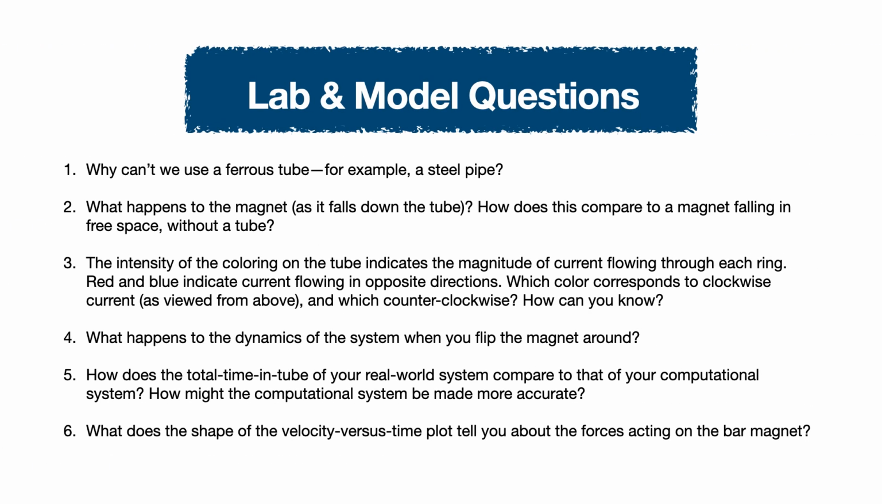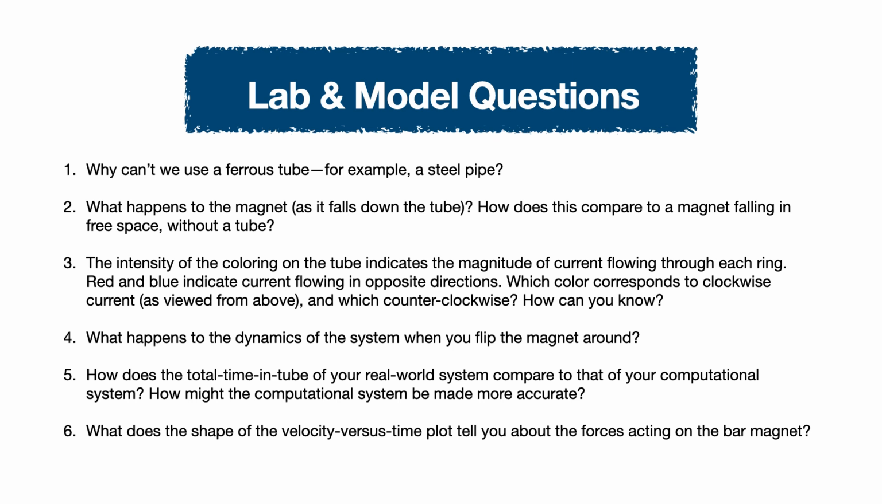Now for some lab questions. For one, we cannot use a ferrous tube because they contain a large enough iron content that they would attract the bar magnet and hinder its drop. For 2, the bar magnet falls at a slower rate within the tube than in free space. For 3, viewed from above, I know the red color corresponds to counterclockwise current while the blue color corresponds to clockwise current due to Lenz's law.